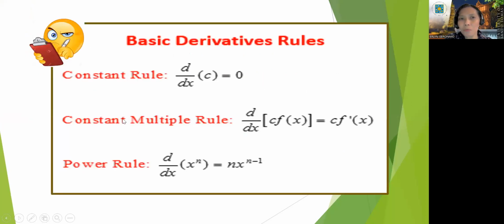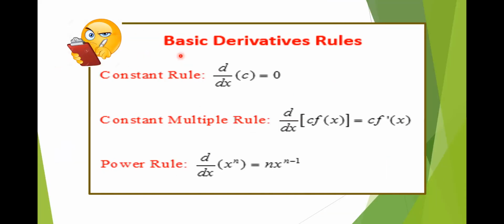So first up, review muna natin yung ating basic derivative rules. First is the constant rule, which means every time we get the derivative of a constant, no matter what that constant is, that is equal to 0. So let's have an example for this.